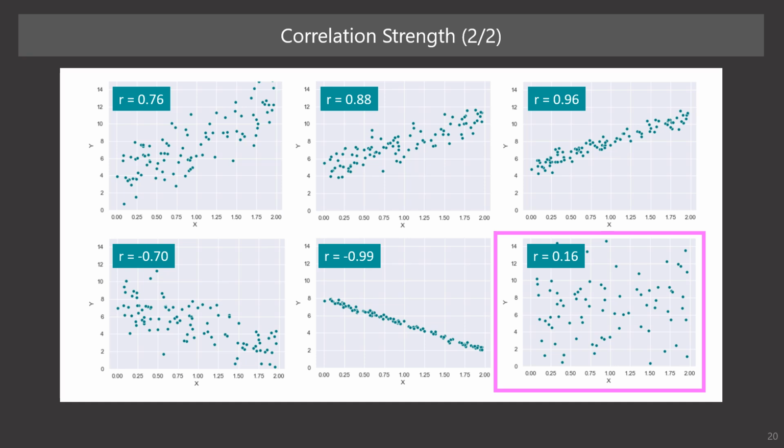Lastly, in the lower right plot, the correlation coefficient is positive, but its absolute value is small, 0.16. And as we can see, the data points seem to be randomly scattered. We can hardly see a linear relationship between x and y. So, we should say that there is no or a very weak correlation between x and y.